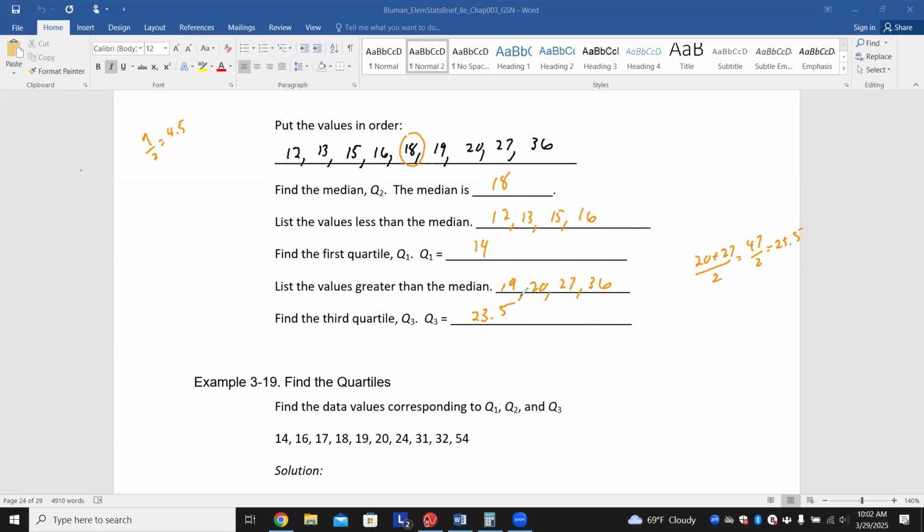So again, the Q1, 2, 3s and stuff like that don't necessarily have to be an actual value in the data set. We're just trying to find out, all right, where is the in-between all of these data sets? So there you go. So you just found the Q1, 2, and 3 without a calculator with easy sets of numbers. Let's look at example 19.